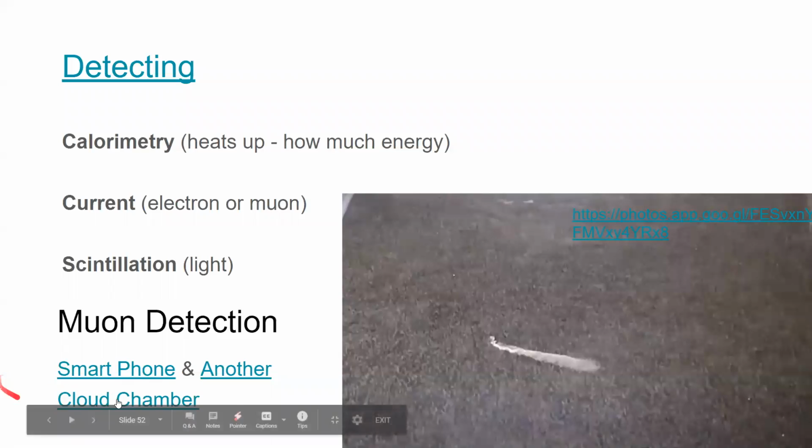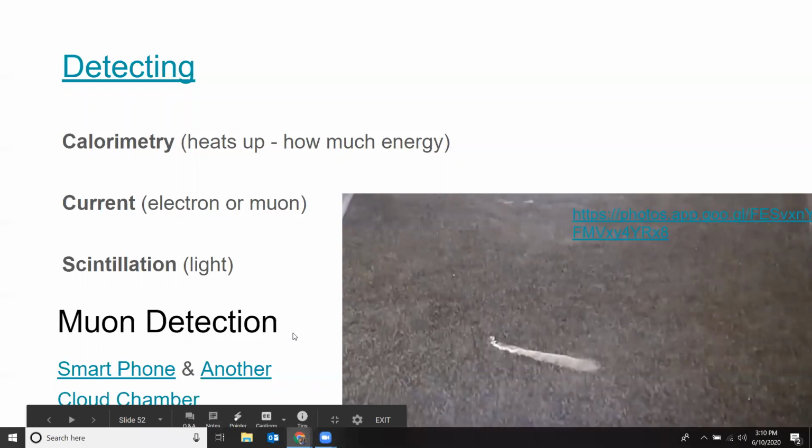It's really cool. Cloud chambers, you can also make those at your house. I highly suggest making one at some point in your academic career. If we were face-to-face right now, I would make you make a cloud chamber. They are absolutely the coolest thing ever.